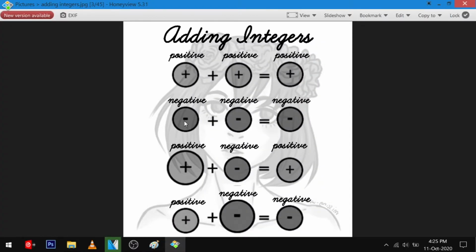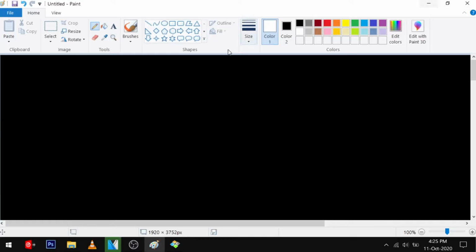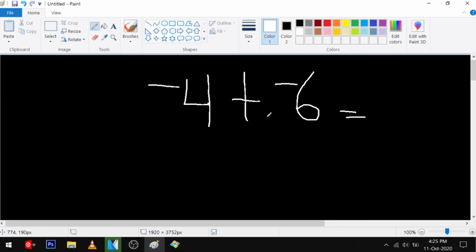A negative number plus a negative number equals a negative answer. So let's look at this rule right here. Negative 4 plus a negative 6. Negative 4 plus a negative 6 will give me, take a moment, think about it.